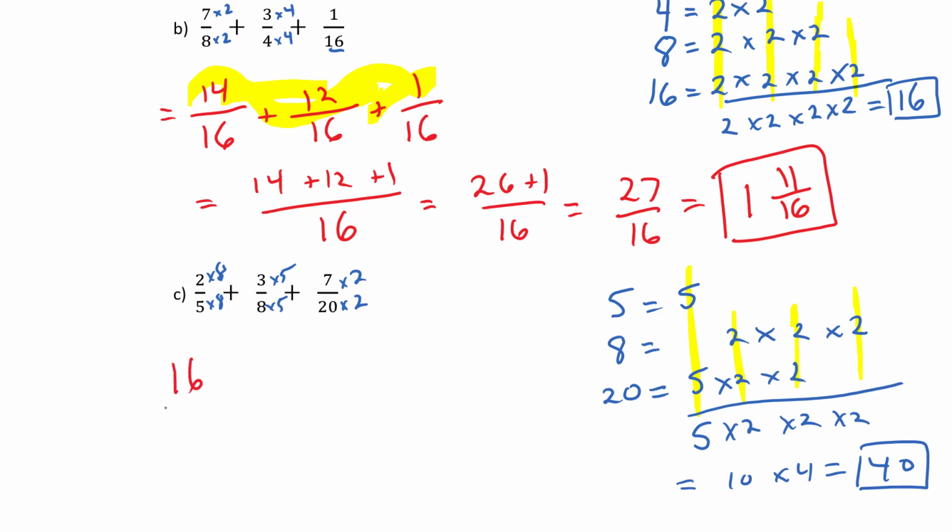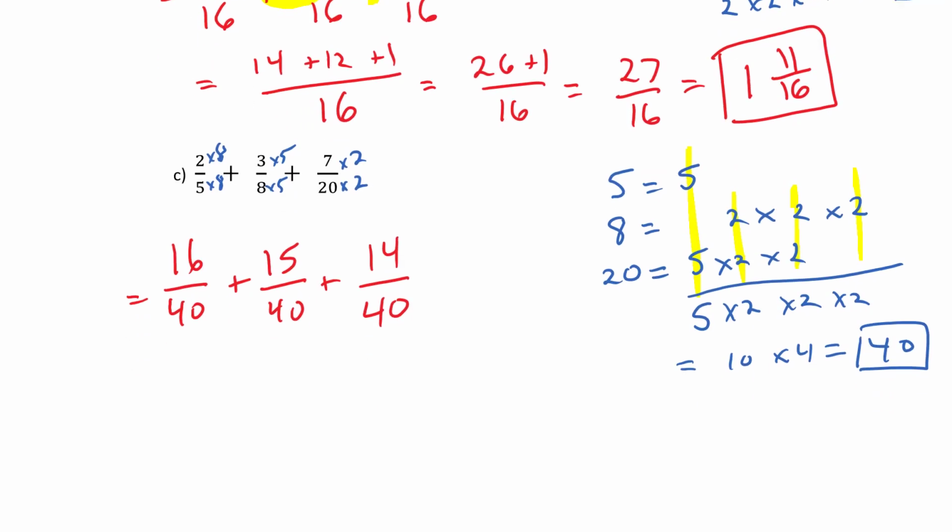2 times 8 is 16 over 40. 3 times 5 is 15 over 40. And 2 times 7 is 14 over 40. Now you can see we have a common denominator. We're going to put them all together over the same common denominator. And here we get 16 plus 14 is 30 plus 15 is 45.